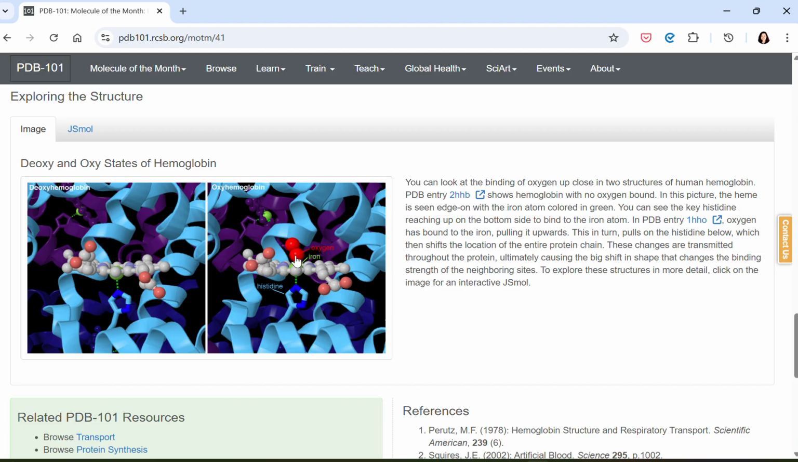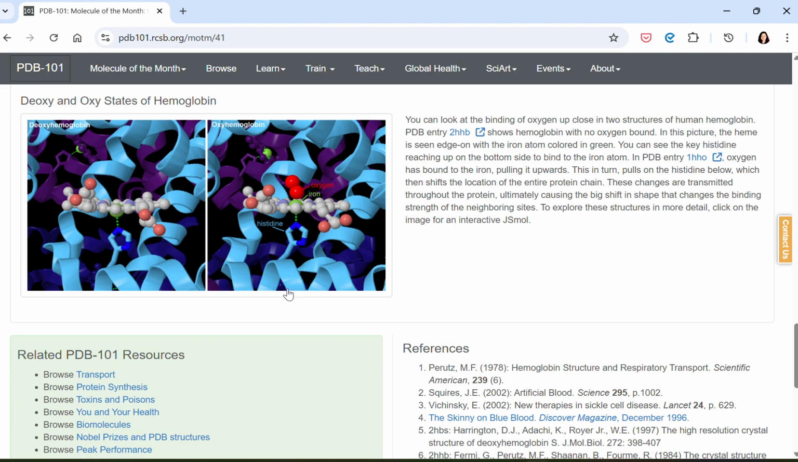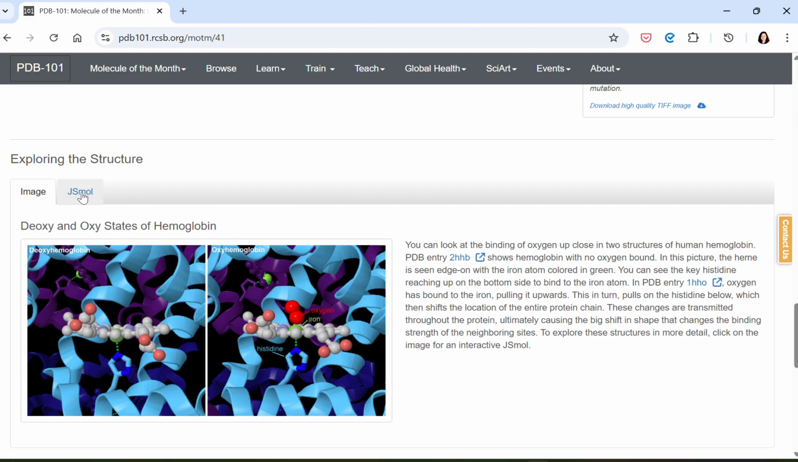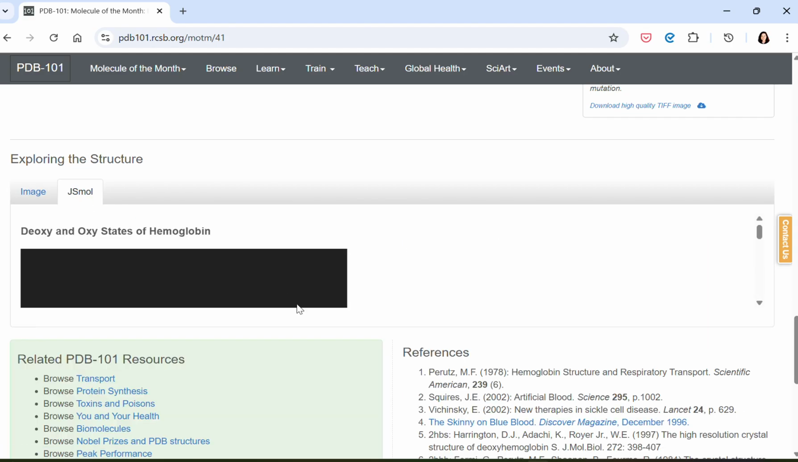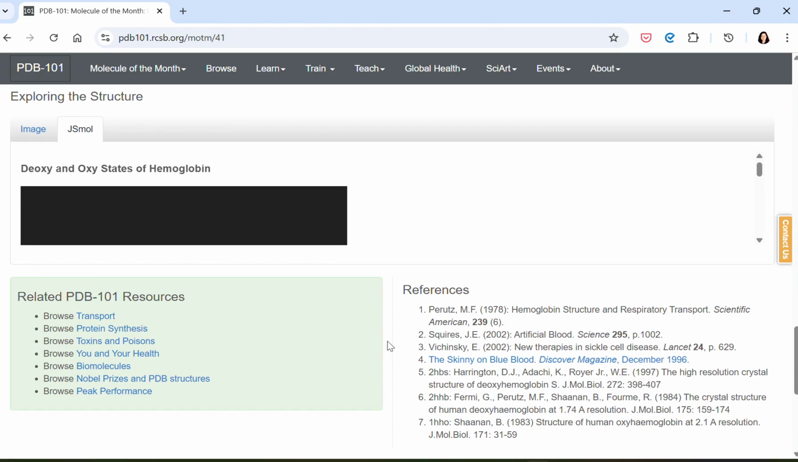And when the oxygen molecule binds to iron, it is shown here. And we talked about this histidine and the significance of it. It forms a hydrogen bond with the bound oxygen. And we can open Jmol, a visualization tool, for better visualization. It's coming.